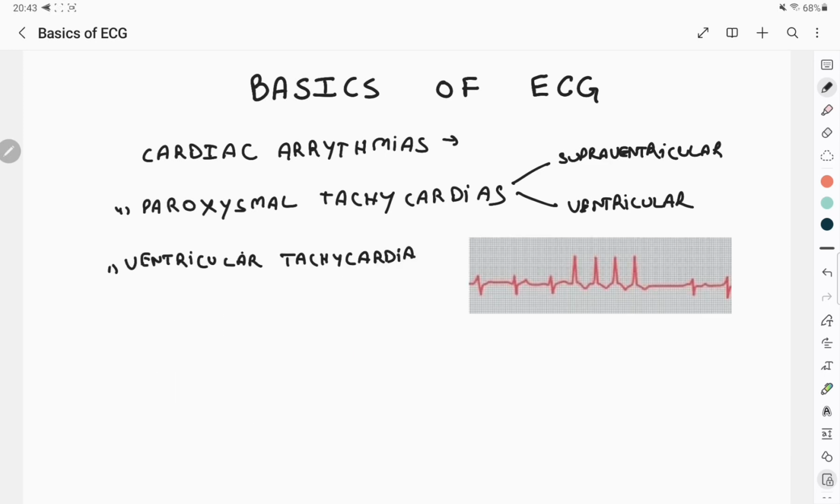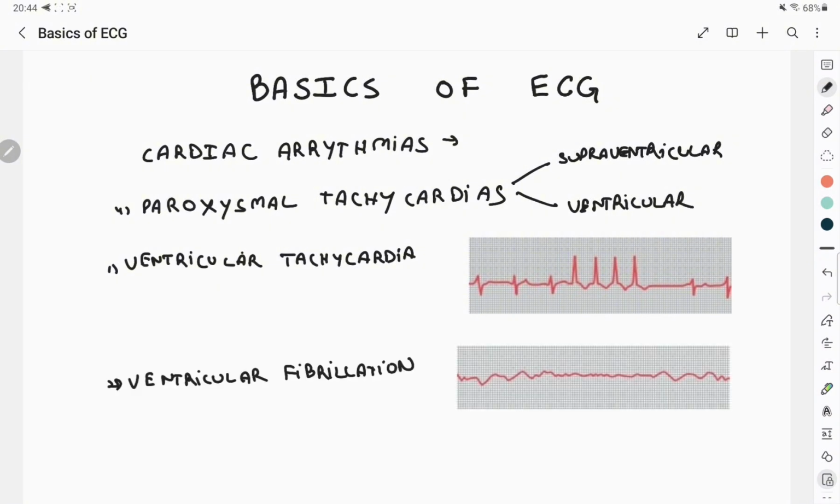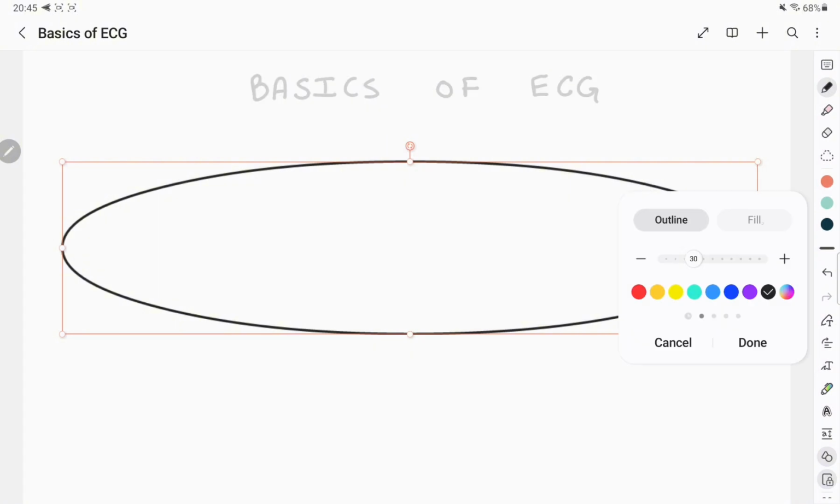Ventricular arrhythmias include ventricular tachycardia, which is a continuous string of ventricular ectopics, and ventricular fibrillation, where the heart's electrical signals go completely berserk. Instead of a coordinated wave, electricity breaks into a chaotic chain reaction of multiple moving wave fronts. This is all about basics of ECG.